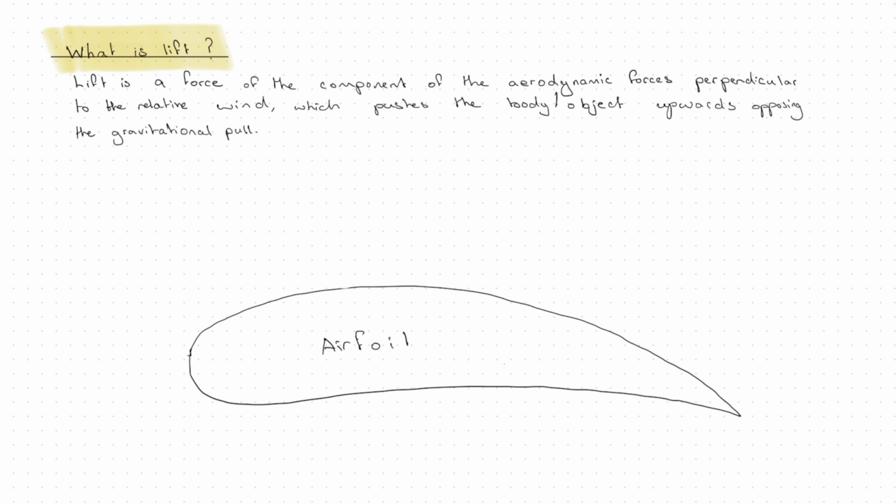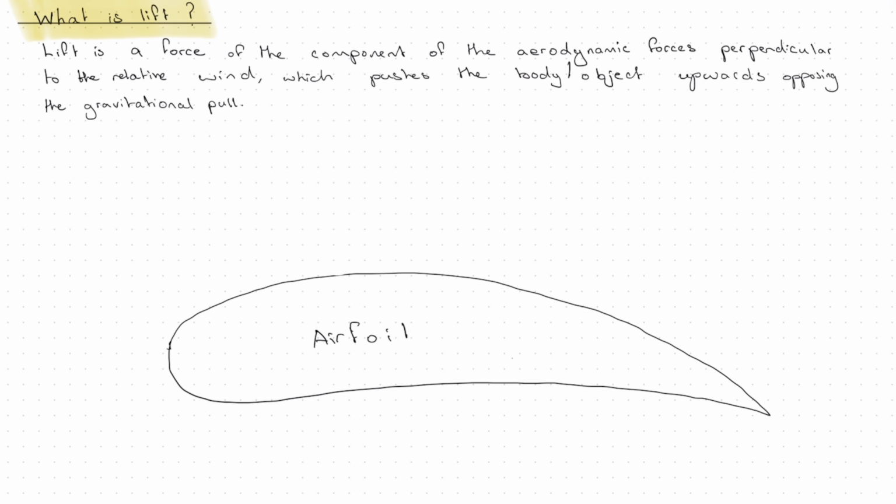Before moving on, let's look at a more general idea of how lift works. What we have in front of us here is a diagram of an airfoil. Airfoils are commonly found in airplane wings. If you look at the side profile of the wing, you'll see that it resembles this kind of teardrop shape, which is called an airfoil.